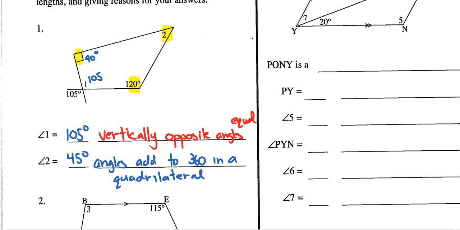Now, moving forward in this assignment here, whenever we see the word angle, I'm just going to replace that with this symbol right here. So instead of me writing out the whole word angle, I will just denote that with this symbol right here. Okay, let's move on to question number 2.